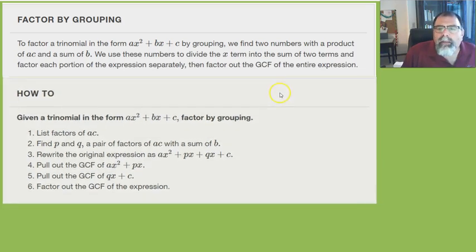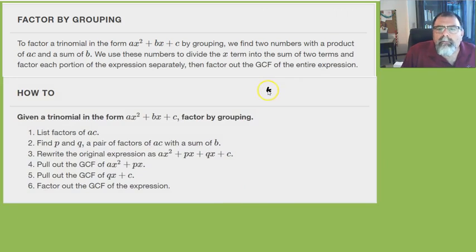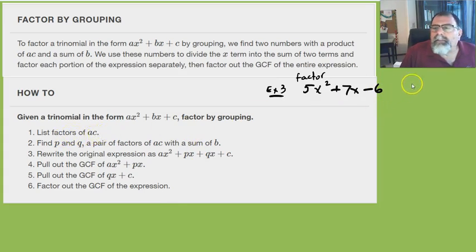All right, let's look at example 3. So example 3, and then we'll go through this process. Factor 5x squared plus 7x minus 6. All right, so we want to find the factors of AC. So 5 times... Now, I'm going to do what I did with the other one. I'm not going to worry about the negative. I'm just going to do 5 times 6 is 30.